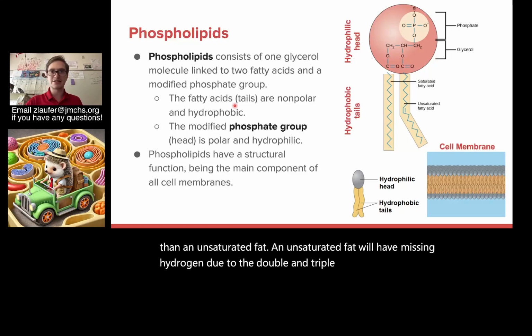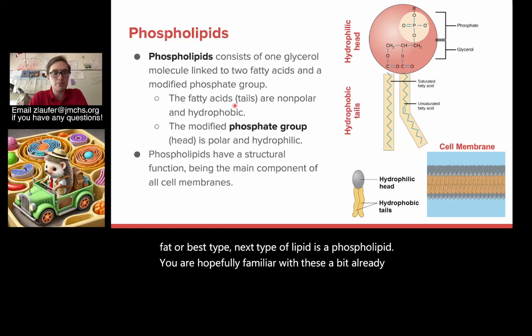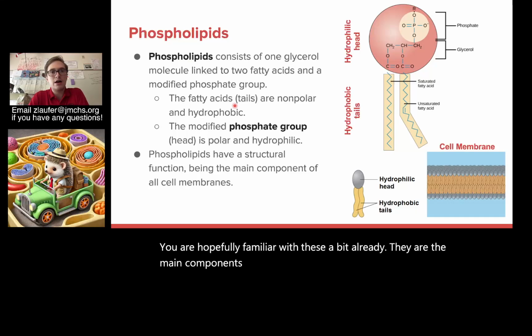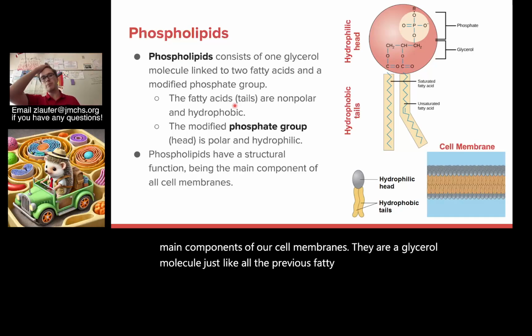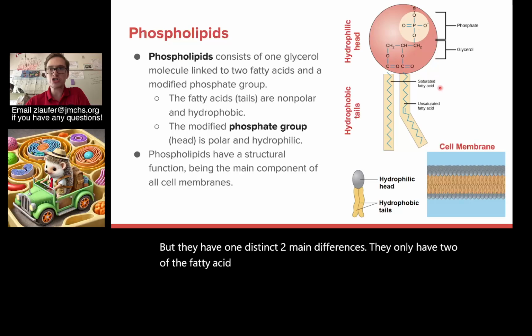Okay, our next type of fat, next type of lipid, is a phospholipid. You are hopefully familiar with these a bit already. They are the main components of our cell membranes. They are a glycerol molecule, just like all the previous fatty acids, but they have two main differences. They only have two of the fatty acid chains, and instead of the third chain, they actually have a phosphate group.